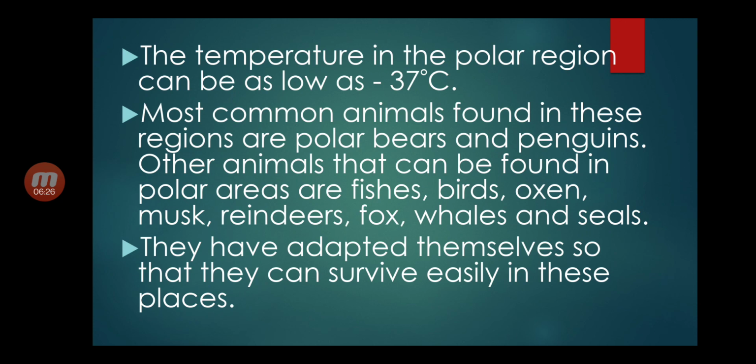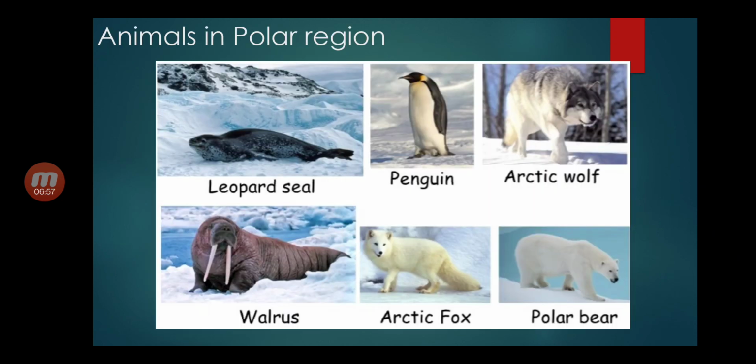Most common animals found in these regions are polar bears and penguins. Other animals that can be found in polar areas are fishes, birds, musk oxen, reindeers, fox, whales and seals. They have adapted themselves so that they can survive easily in these places. Animals in polar region.